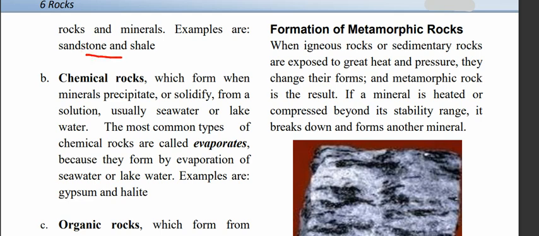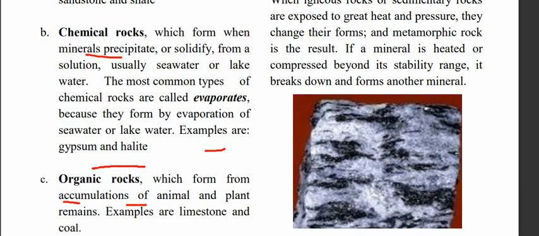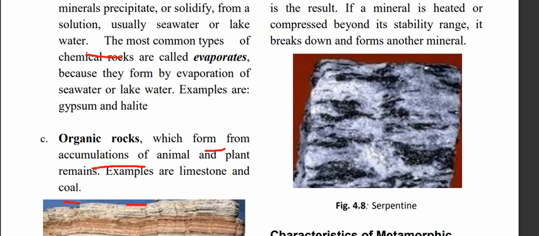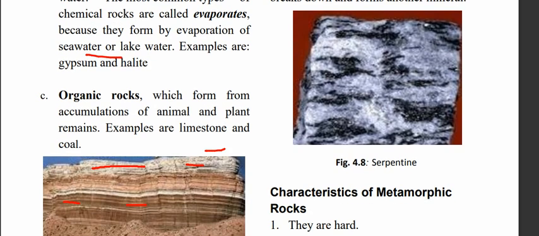Then we also have chemical rocks, which form when minerals precipitate or solidify from a solution, usually sea water or lake water. The most common types of chemical rocks are called evaporites, because they form by evaporation of seawater or lake water. Examples are gypsum and halite. Then we have the organic rocks, which form from accumulation of animal and plant remains. Examples are limestone and coal.